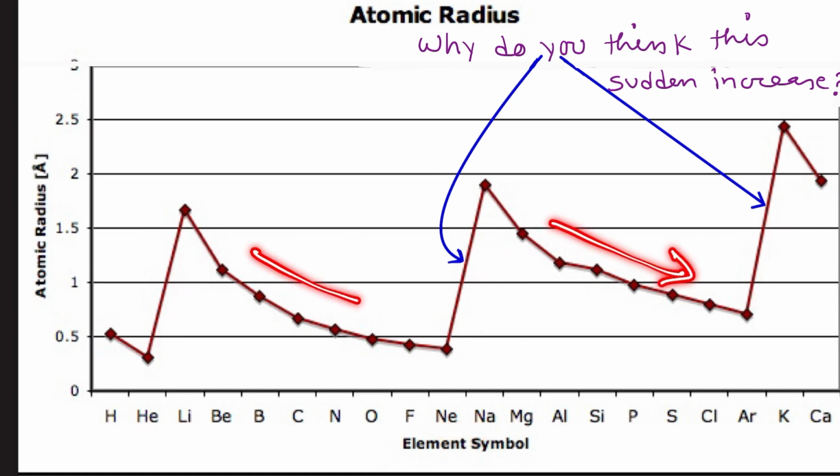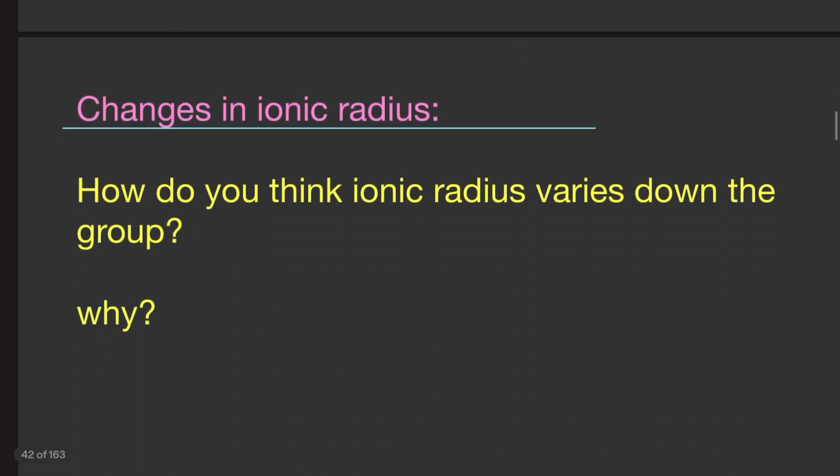And in between, we see a decrease in atomic radius, and that is because atomic radius is decreasing across the period from left to right of the periodic table. So from lithium to neon, we see a decrease in atomic radius, and we also see a decrease in atomic radius from sodium to argon.